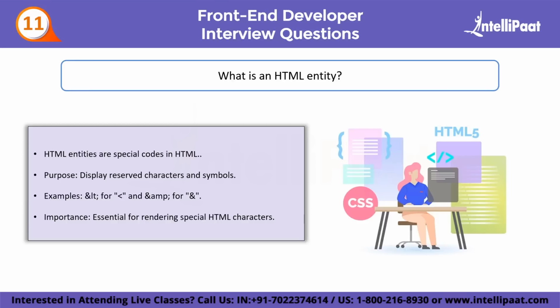For example, &lt; is used for less than, and &amp; is used for denoting ampersand symbol. In simple terms, HTML entities are like secret codes that web developers use to display characters correctly on their web pages.